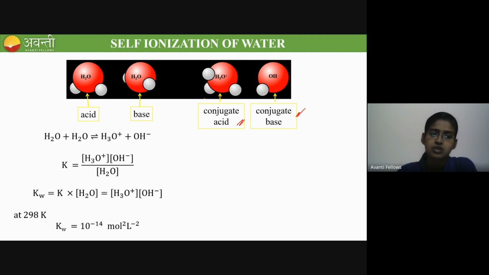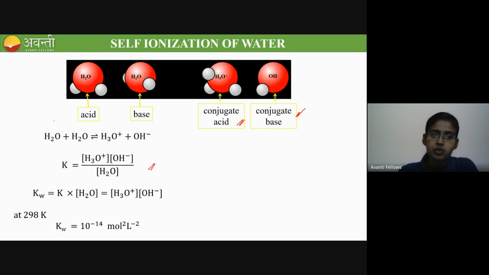So 2 water molecules are undergoing self-ionization. That's why it is called self-ionization, of its own substance, that is water. And if I want to write the equilibrium constant for this reaction, I will write like this. Yesterday I taught you how to write the equilibrium constant. It is the product of the product concentrations divided by the product of the reactant concentrations.